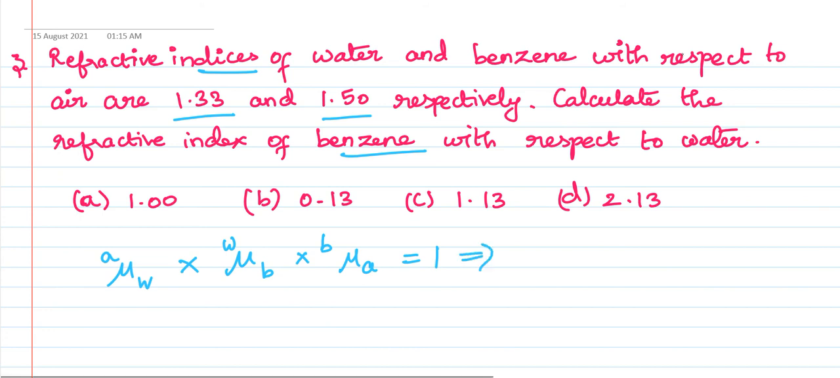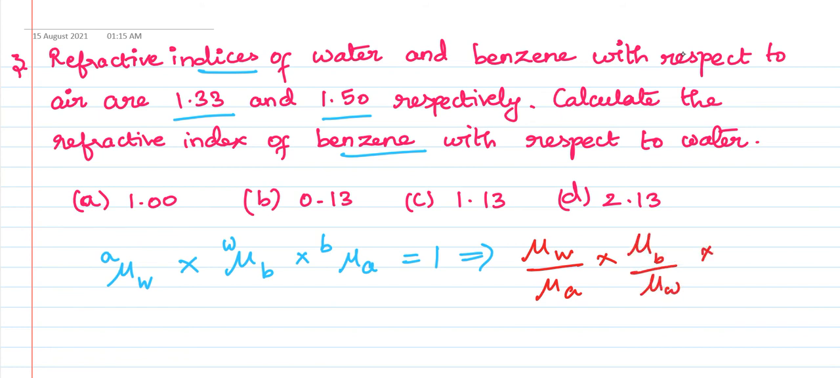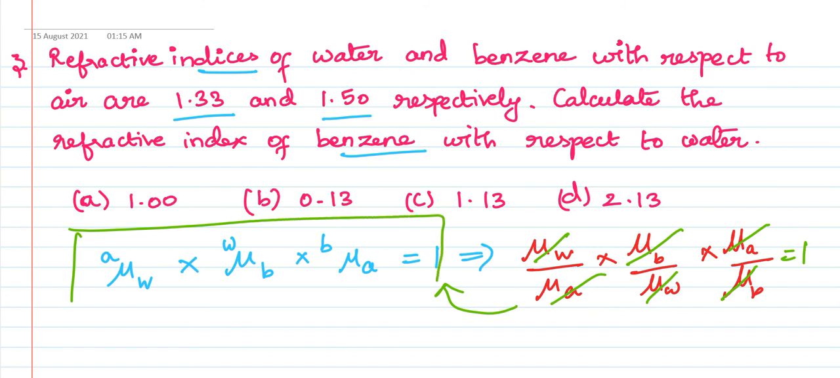So this is nothing but what? You can see that mu W by mu A into mu B divided by mu W into mu A divided by mu B. So you can see clearly, if I am cancelling this out, mu W, mu W, mu A, mu B, my answer will be equal to 1. That is what I am directly giving over here. So please make a note of this small hint. So this will help you to solve the work easily.